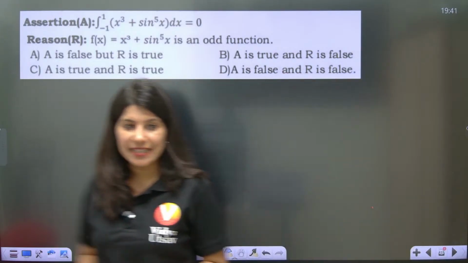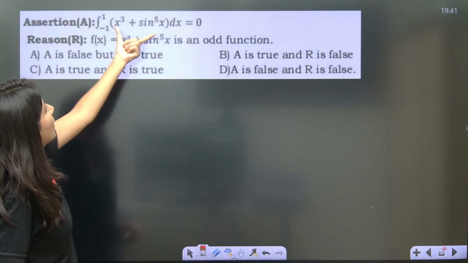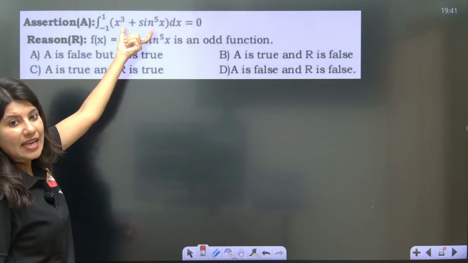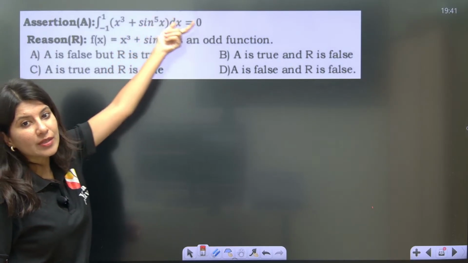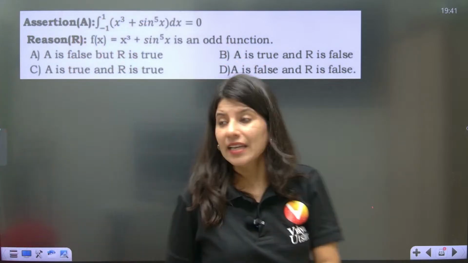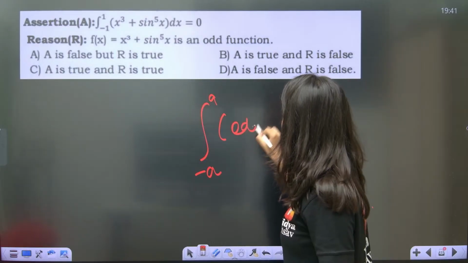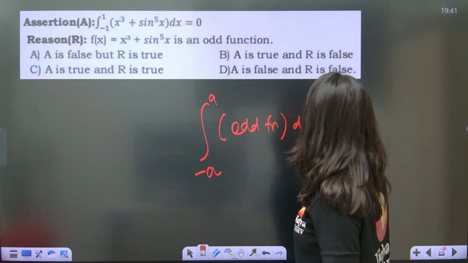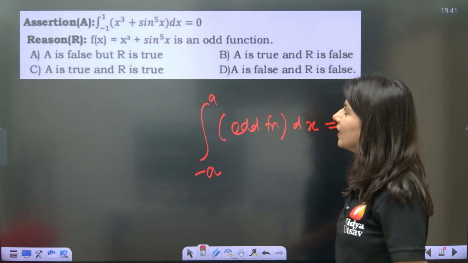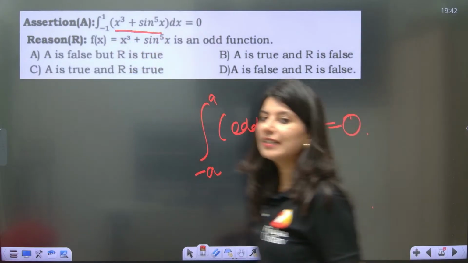Assertion says that if you integrate from minus 1 to 1, x cube plus sine power 5x, you are going to get 0. And this is absolutely right. The moment I see integration from minus a to a of an odd function, it is 0. And x cube plus sine power 5x is definitely an odd function.